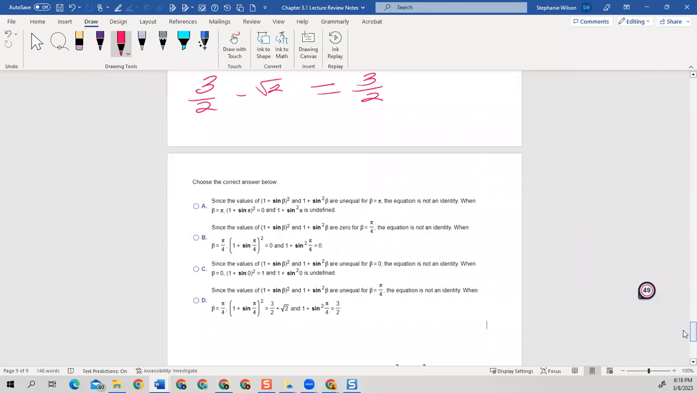Oh, and the example that I pulled this from, this would have been a plus sign right here because it was actually 1 plus sine squared beta, or is equal to 1 plus sine squared beta. The other one I was working on had a minus. So it'd be D. I agree. I agree with you too.